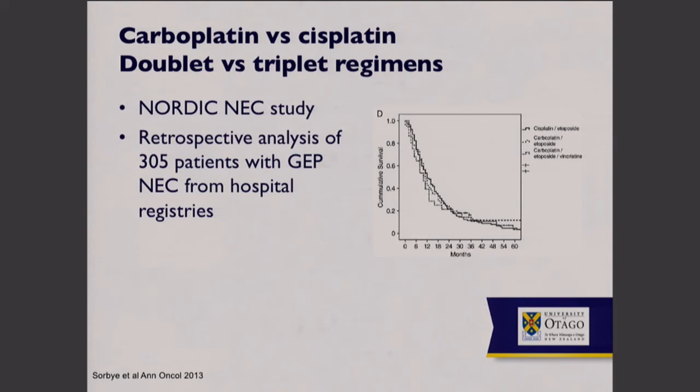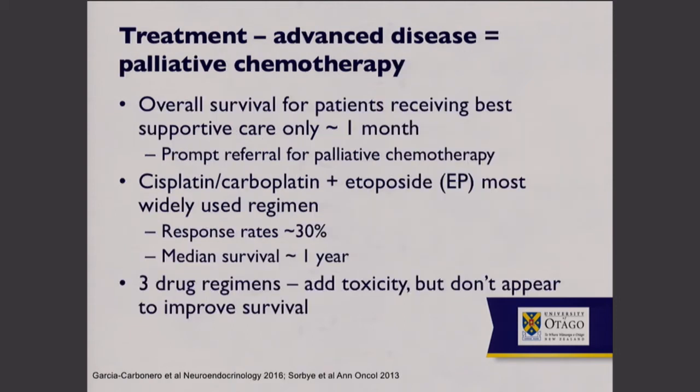And they looked retrospectively to see whether adding a third drug made a difference to survival, because what we've traditionally done is go more is better. And in this case, it looks like no. Retrospective analysis anyway, adding a third drug doesn't make a difference, and carboplatin looked the same as cisplatin. So the summary of what we do for the neuroendocrine carcinomas that have advanced disease is that we would really like to give them palliative chemotherapy.